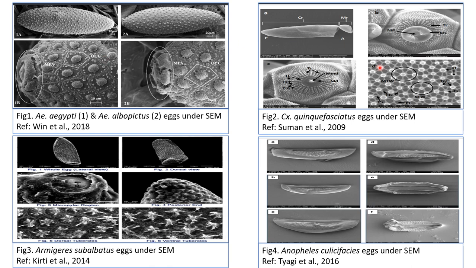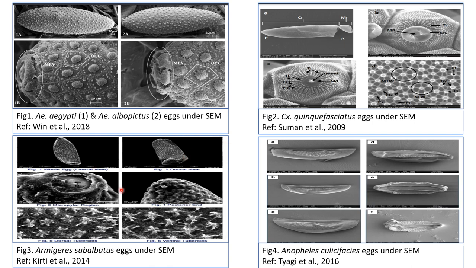In figure 2, I am referring to the work of Sumon et al. 2009. They studied egg surface morphology and morphometrics of different strains of Culex quinquefasciatus. In figure 2A, you can see the whole structure of the Culex quinquefasciatus egg with micropylar end, anterior region, and posterior region. In figure 2B, you can see the micropylar corolla, in figure 2C, micropylar discs, and in figure 2D, you can see the small, medium, and large tubercles with the wheel units.